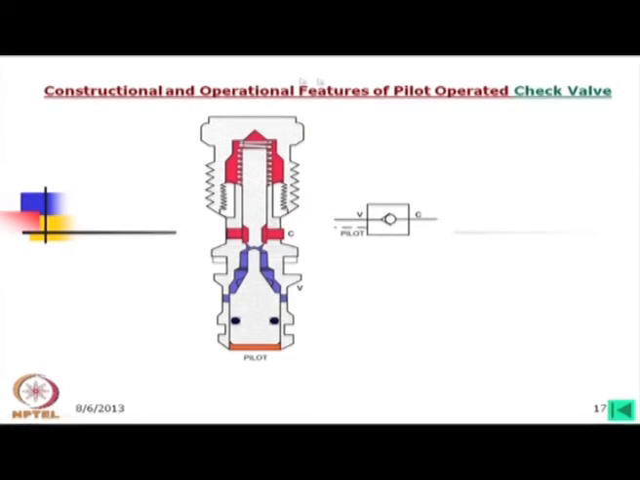Now, this is the constructional and operational feature of a pilot operated check valve. In this case, I have described the same thing in a colored figure. As you see, oil is going through this, and when it is going through this, it can blow and go to the tank. But if the oil is coming from this side, it cannot go to the other side, and the symbol is like this.